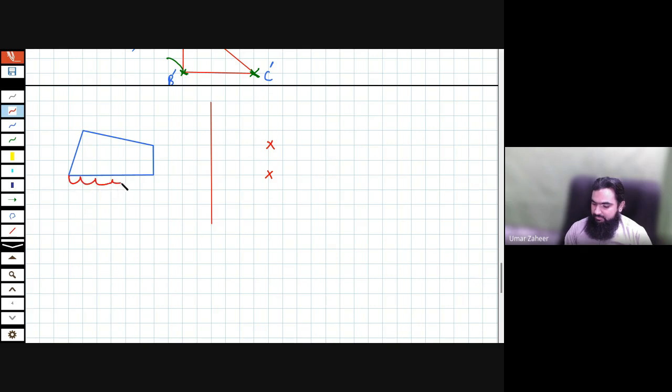Count 10 points. This point is going to be here. In the same way, count 9 points, and this point is going to be here. So here you will get the image.